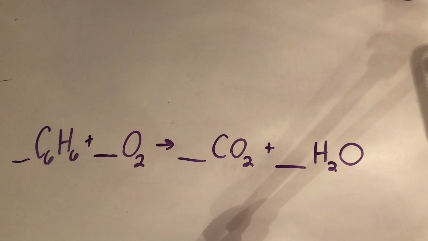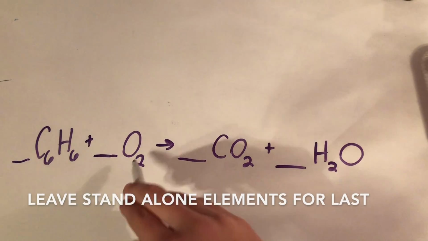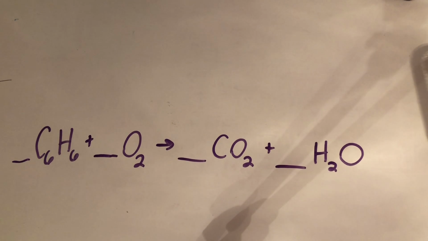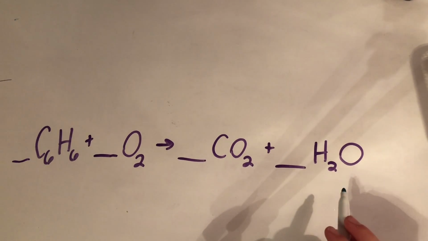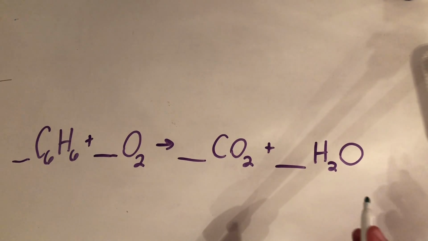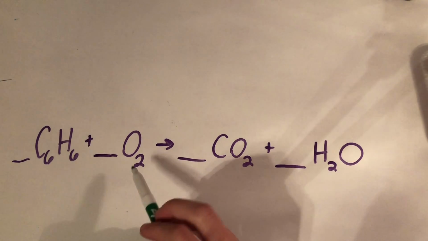Okay, now let's look at this one. This one's a little more intricate. So I'm going to tell you this right now. If you see an O2, leave it for last, because it is most likely going to be the biggest number, and if you start messing with that first, you're going to get annoyed. So let's look at the oxygen over here. So we see how there's 1 oxygen and 2 oxygens. So there's an odd amount of oxygens over here, but a 2 here.